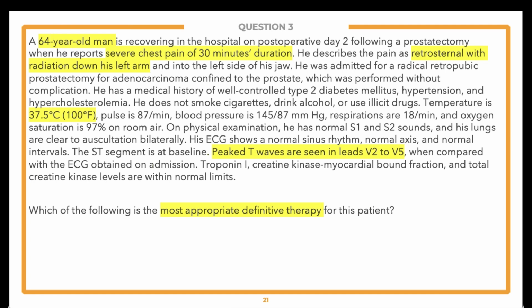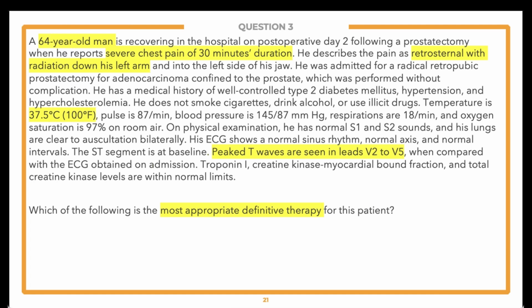A 64-year-old man is recovering in the hospital on postoperative day 2 following a prostatectomy when he reports severe chest pain of 30 minutes duration. He describes the pain as retrosternal with radiation down his left arm and into the left side of his jaw. He was admitted for a radical retropubic prostatectomy for adenocarcinoma confined to the prostate, which was performed without complication.